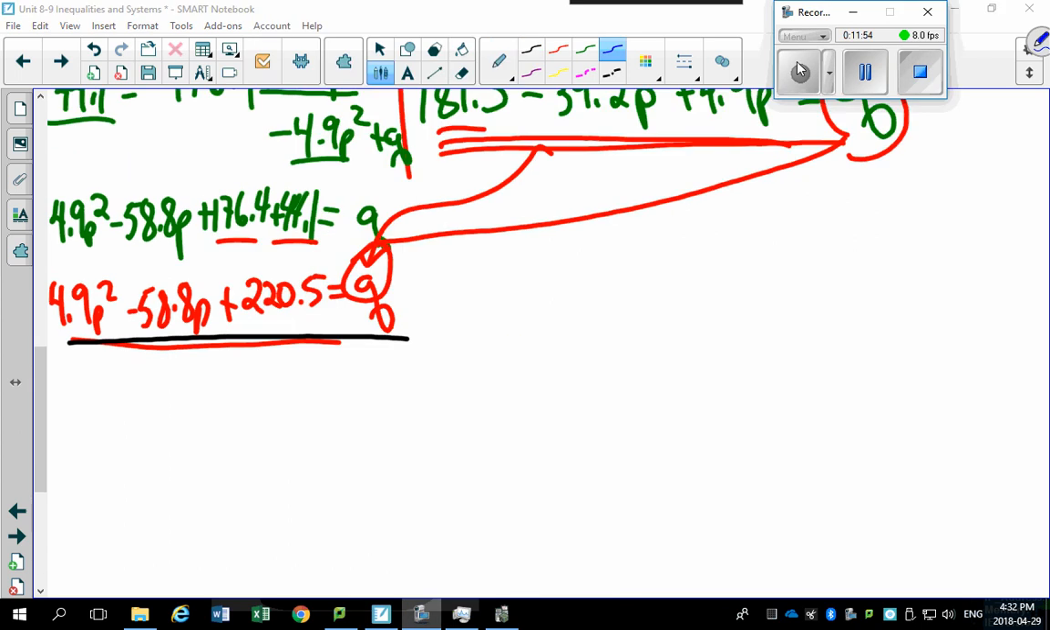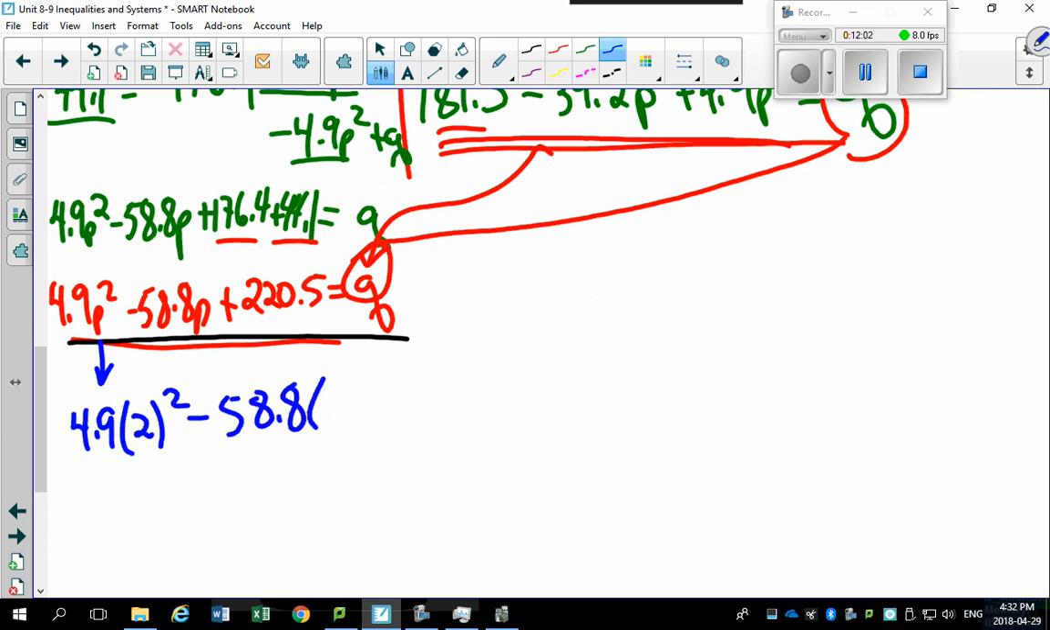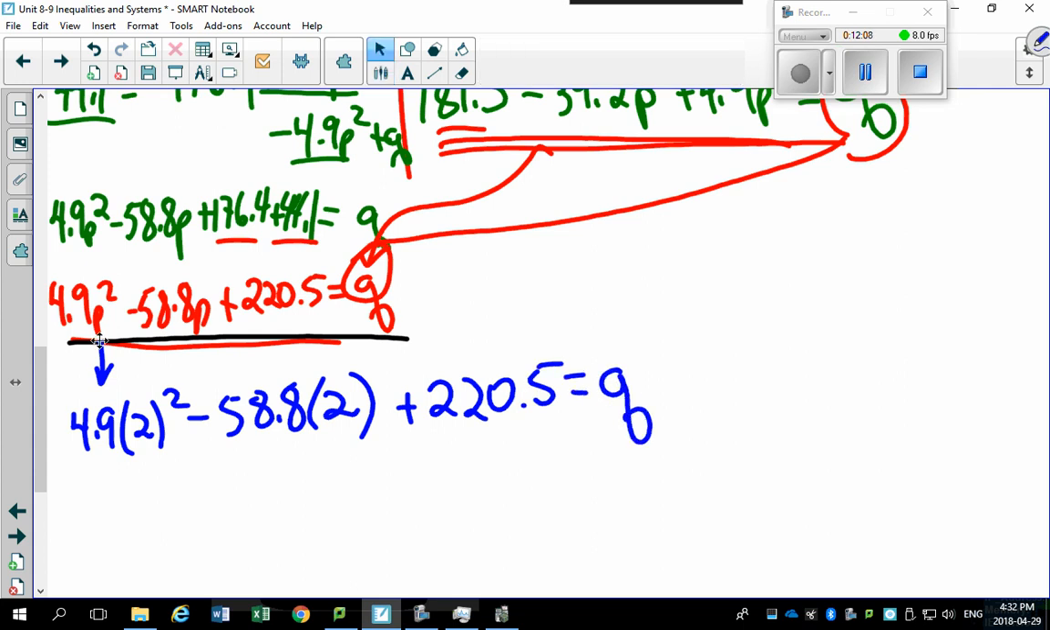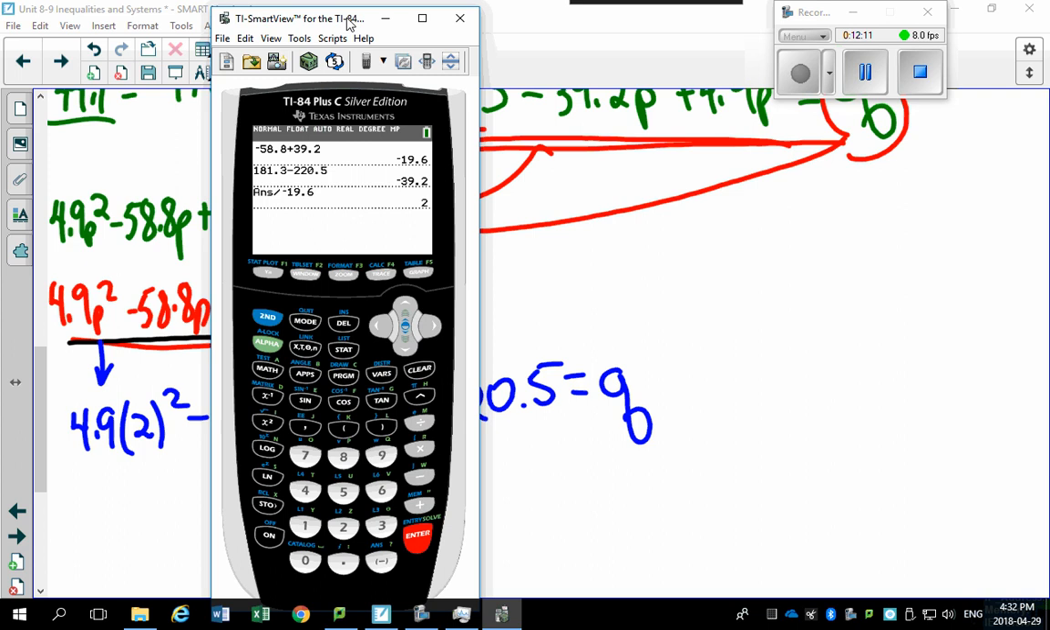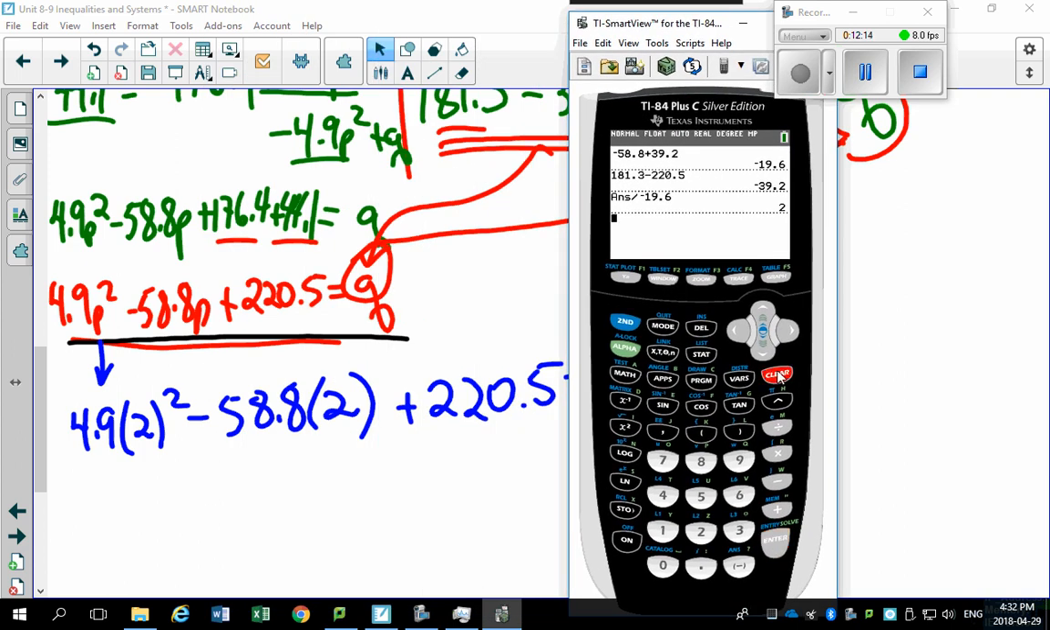Hang tough. Okay, so now that we know P is 2, this is 4.9 times 2 squared minus 58.8 times 2 plus 220.5. That's going to give us our Q value. Let's bring that up into the calculator right over here. Clear this. Here we go: 4.9 times (2) squared minus 58.8 times 2 plus 220.5, and let's punch it, and we get a Q value of, look at that, 122.5.